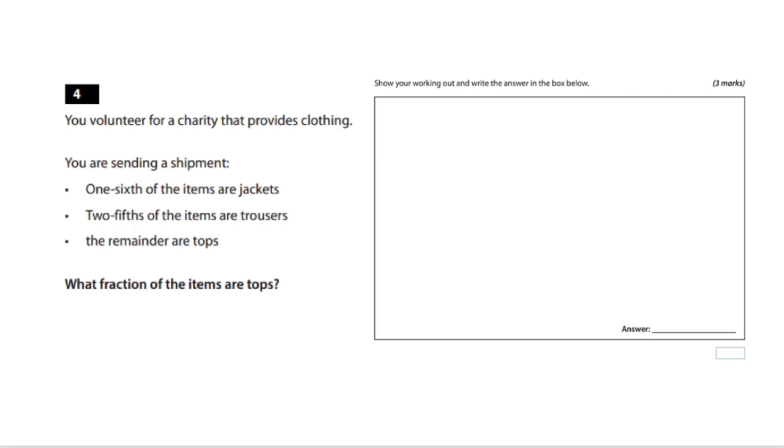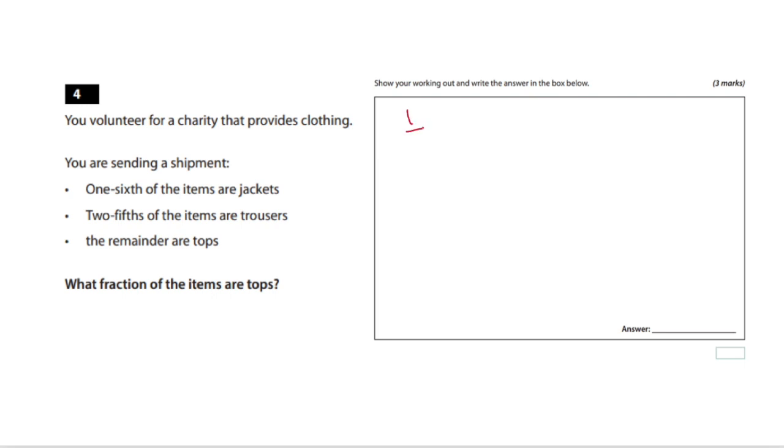You volunteer for a charity that provides clothing. You are sending a shipment. 1/6 of the items are jackets, 2/5 of the items are trousers, and the remainder are tops. What fraction of items are tops? Now this question is about adding fractions. So let's write out our fractions first, and then we can add them up, and then that way we can work out what fraction is remaining, and that fraction will be the tops.